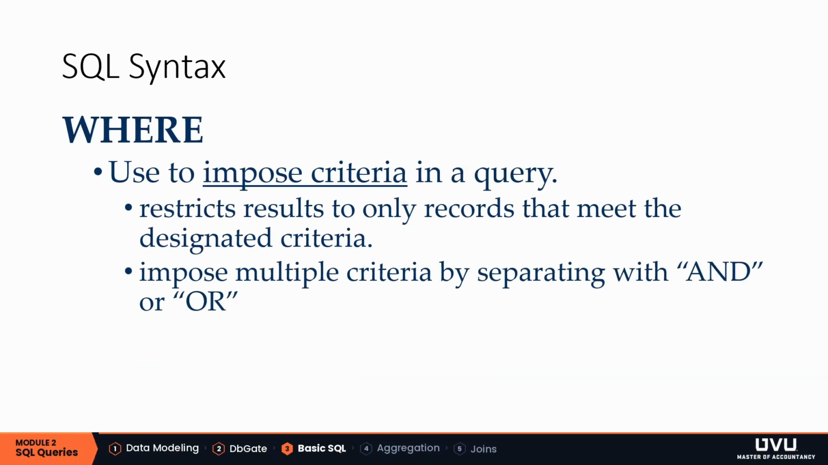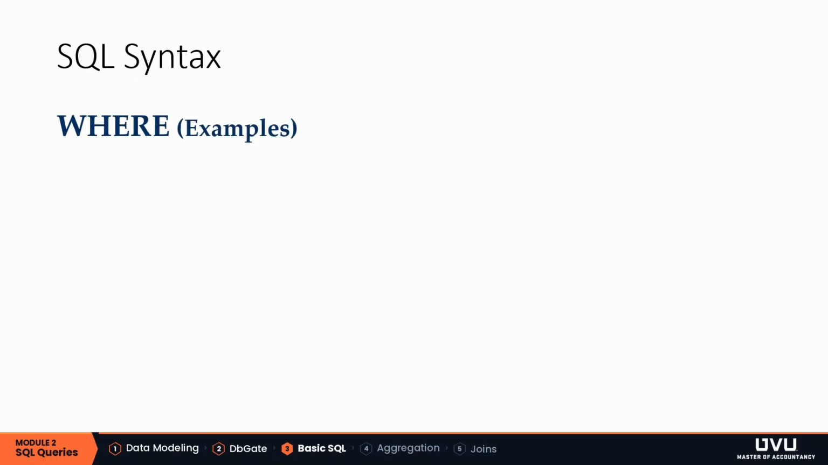Now we've got the where clause, which we can use to impose criteria on a query. In other words, we want to select fields from tables where certain criteria are satisfied, and only records will be returned that meet those conditions. You can also impose more than one criteria, separating these with an and or an or, depending on whether you need all conditions or at least one condition to be met, respectively. So let me give you a few examples of how to impose these criteria.